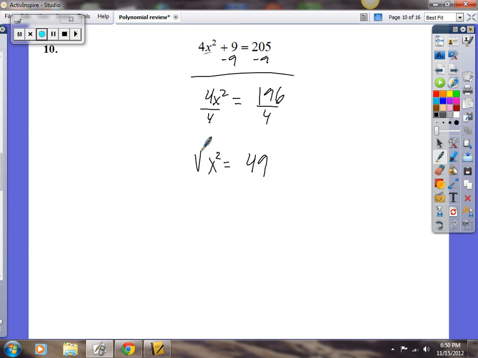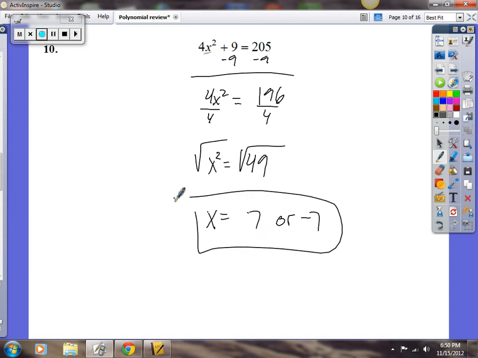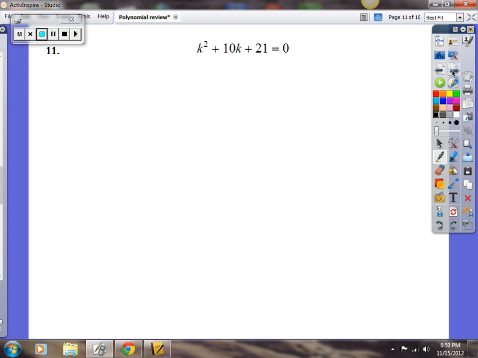So it's going to be square root. x equals a plus 7 or a minus 7. So there's going to be 2 answers. Don't forget both answers. Number 11.